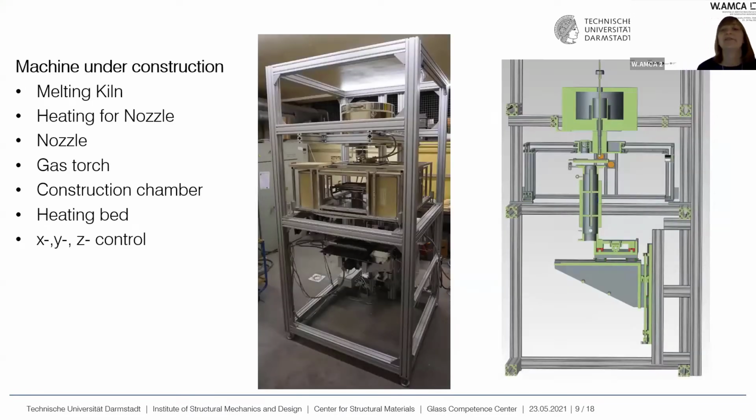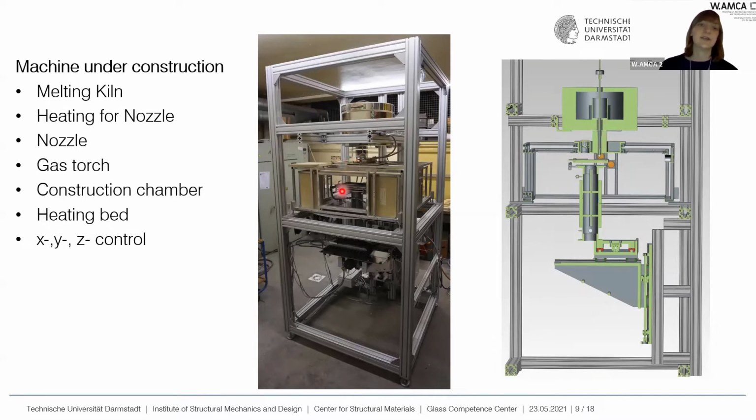And therefore, we have this machine under construction. On top of it, there's a melting kiln. Maybe I take the laser pointer. So this is our melting kiln, which you can see on the photo here above. We have a nozzle which goes down there.